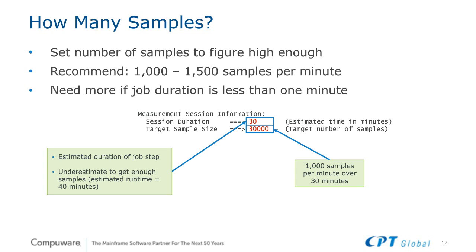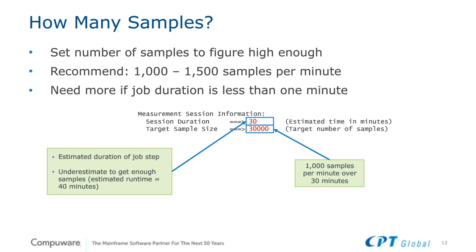Now, that's assuming that we've got a good 10, 15 minutes of job duration. If it's less than a minute, you're not going to get enough samples, and then I start upping the samples per minute just to get that magic number, anything between 1,500 and 10,000 CPU samples. And the way to do that is to set your session duration and your sample size.